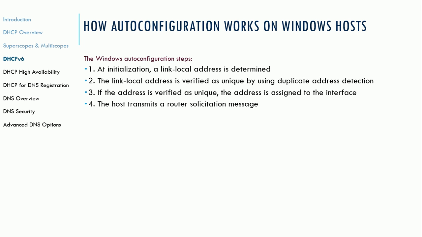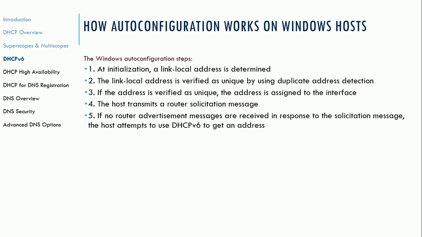The host then transmits a router solicitation message, that's step number 4. So it's basically looking for the information on how to communicate with a router. If no router advertisement messages are received, then it's going to fall back to DHCPv6. In other words, if the router doesn't say here's how to reach the router so it can route traffic and get out of its local area network, then it's going to try to use DHCPv6 to try to do that.